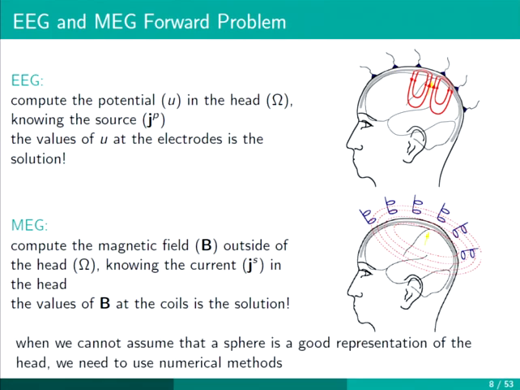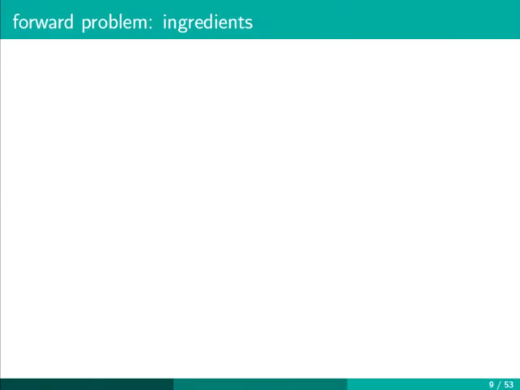We can also say that when we cannot assume that a sphere is a good representation of the head, we need to use numerical methods. Otherwise, we have an analytical solution. Which are the ingredients of our problem?